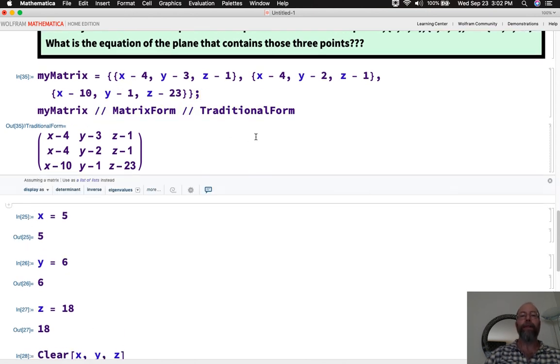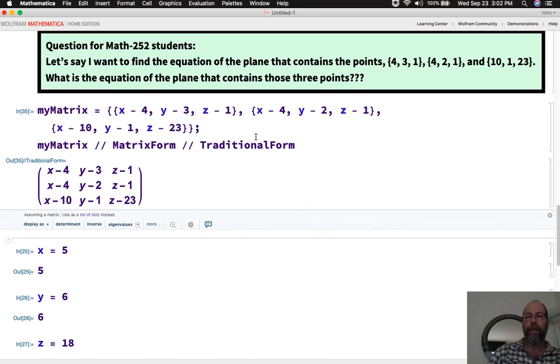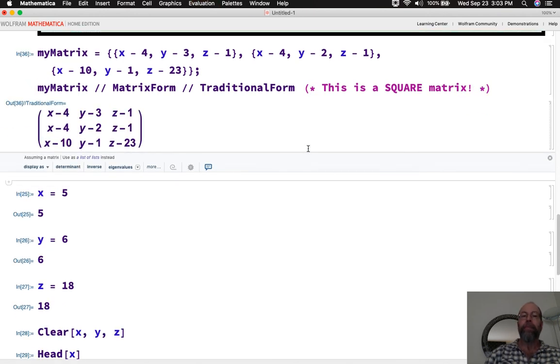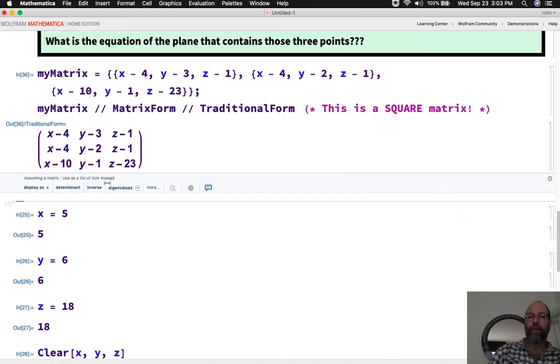Okay, every matrix has a special number called, let me change that statement. Every square matrix has a special number called a determinant. This is a square matrix because it has 3 rows and 3 columns. The number of rows is the same as the number of columns, therefore it is a square matrix, okay? Every square matrix has a determinant.